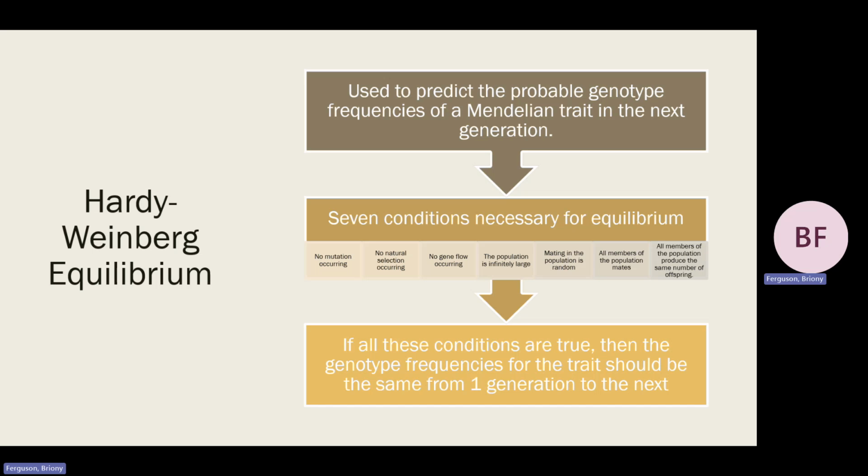You might be asking why it's even important that we have this equilibrium or this equation. But it is actually because it helps us predict populations and population changes, as well as keep tabs on populations that might be in need of a little bit of help or preservation. Now, if all of these conditions are true, then the genotype frequencies for the trait should be the same from one generation to the next. We aren't going to see any change. But since that isn't true, we have a lot of variation.